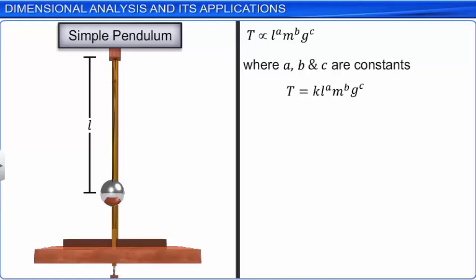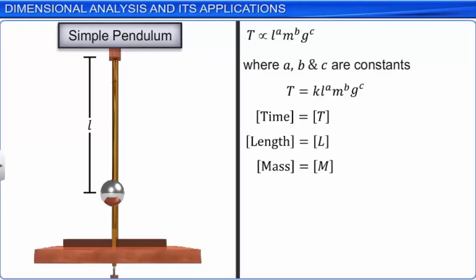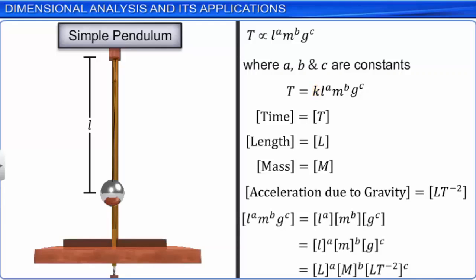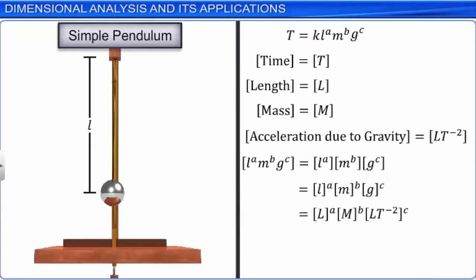We now need to find the values of A, B and C using dimensions of the physical quantities on both sides of the equation. The dimensional formula for time is T. The dimensional formula for length is L. The dimensional formula for mass is M. The dimensional formula for acceleration due to gravity is LT power minus 2. The constant does not have any dimensions. Hence, the dimensional formula of the quantities on the right side of the equation is simplified as shown. Let this be equation 1.